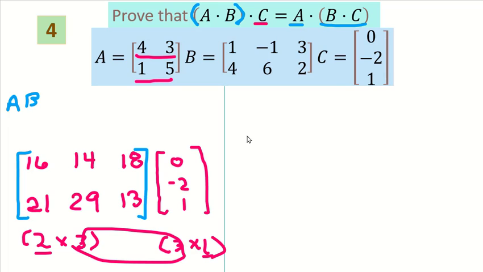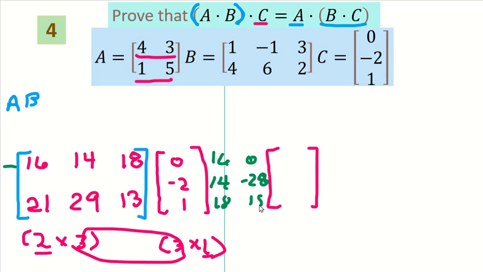Okay, so let me draw that 2 by 1 over here. 2 rows, 1 column. Change color, I'll change to green this time. And we're going to take that first row, 16, I'll put it over here on this side. 16 times 0 is 0. 14 times -2 is -28. And then 18 times 1 is 18.